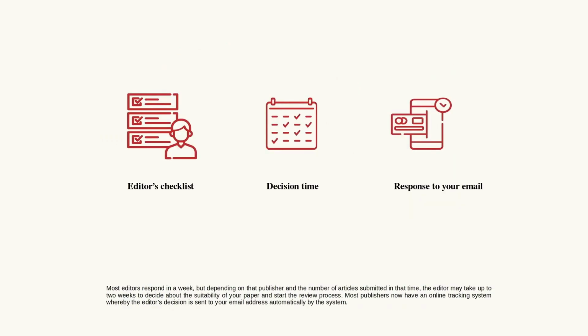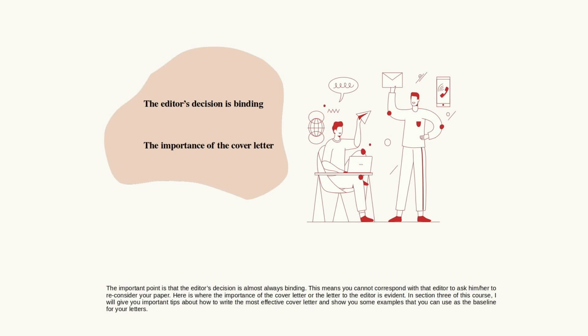Most editors respond in a week, but depending on that publisher and the number of articles submitted in that time, the editor may take up to 2 weeks to decide about the suitability of your paper and start the review process. Most publishers now have an online tracking system whereby the editor's decision is sent to your email address automatically by the system. The important point is that the editor's decision is almost always binding. This means you cannot correspond with that editor to ask him or her to reconsider your paper.